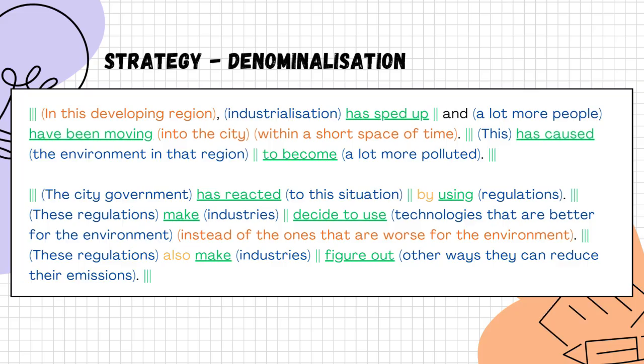In this developing region, industrialization has sped up, and a lot more people have been moving into the city within a short space of time. This has caused the environment in that region to become a lot more polluted. The city government has reacted to this situation by using regulations. These regulations make industries decide to use technologies that are better for the environment, instead of the ones that are worse for the environment. These regulations also make industries figure out other ways they can reduce their emissions.